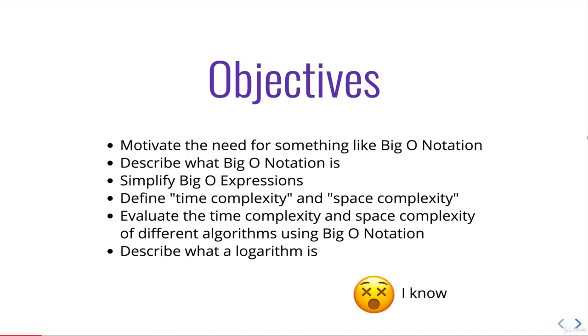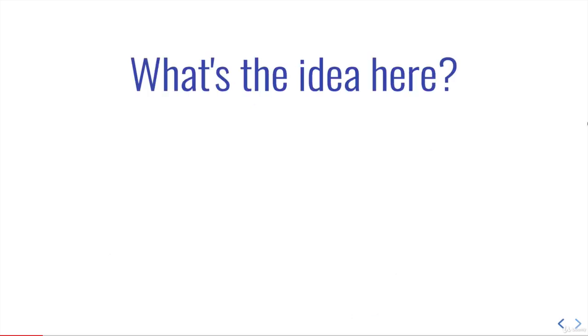So I know it's a lot, but we're going to start with this first bullet point. Motivate the need for something like Big O notation. So what is the idea here? Well, this course is about algorithms, it's about solving challenges, it's about computer science and data structures, but for every topic in this course, there's 10, 20 different implementations or solutions that could work, probably way more. How do we know what's best?